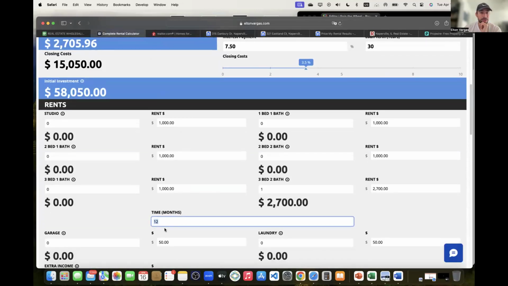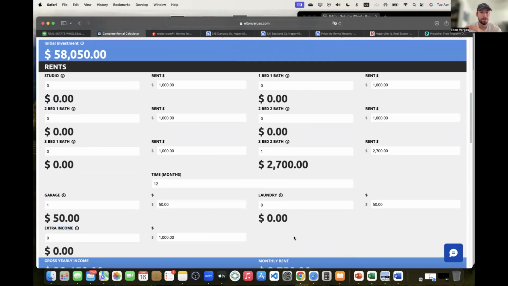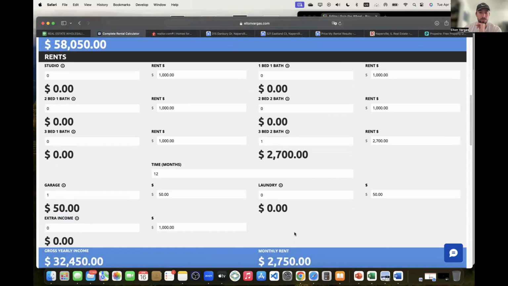If I were to charge them extra, it would be one garage, $50 extra a month, so again, that's bringing me extra income. I can't do laundry and I can't do anything else because it's a single family property. Those are the only two things that I can do: the rental income and the garage. I can charge them for the garage.